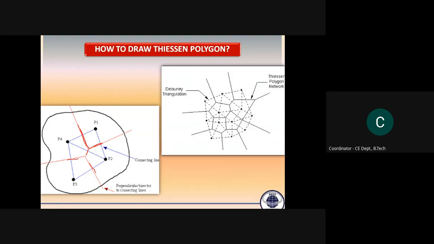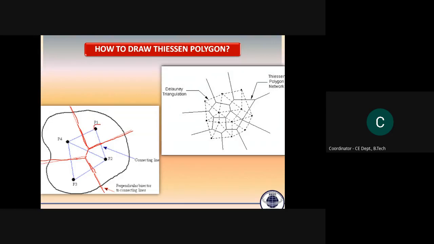Let us join. So see here, we have joined these lines. Now extend this line and touch the boundary line. See, now we have extended. Here also we have extended. Also we have extended this. Now see here, we will get how many? 1, 2, 3, 4 polygons.